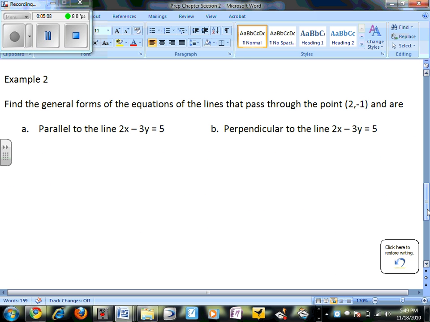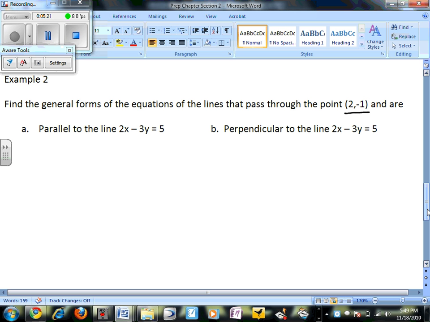So example 2. Find the general forms of the equation of the lines that pass through the point (2, -1) and are parallel and perpendicular to the given line. Okay, so they're giving us our point. We need it to be parallel to this line, so we've got to figure out what the slope is.